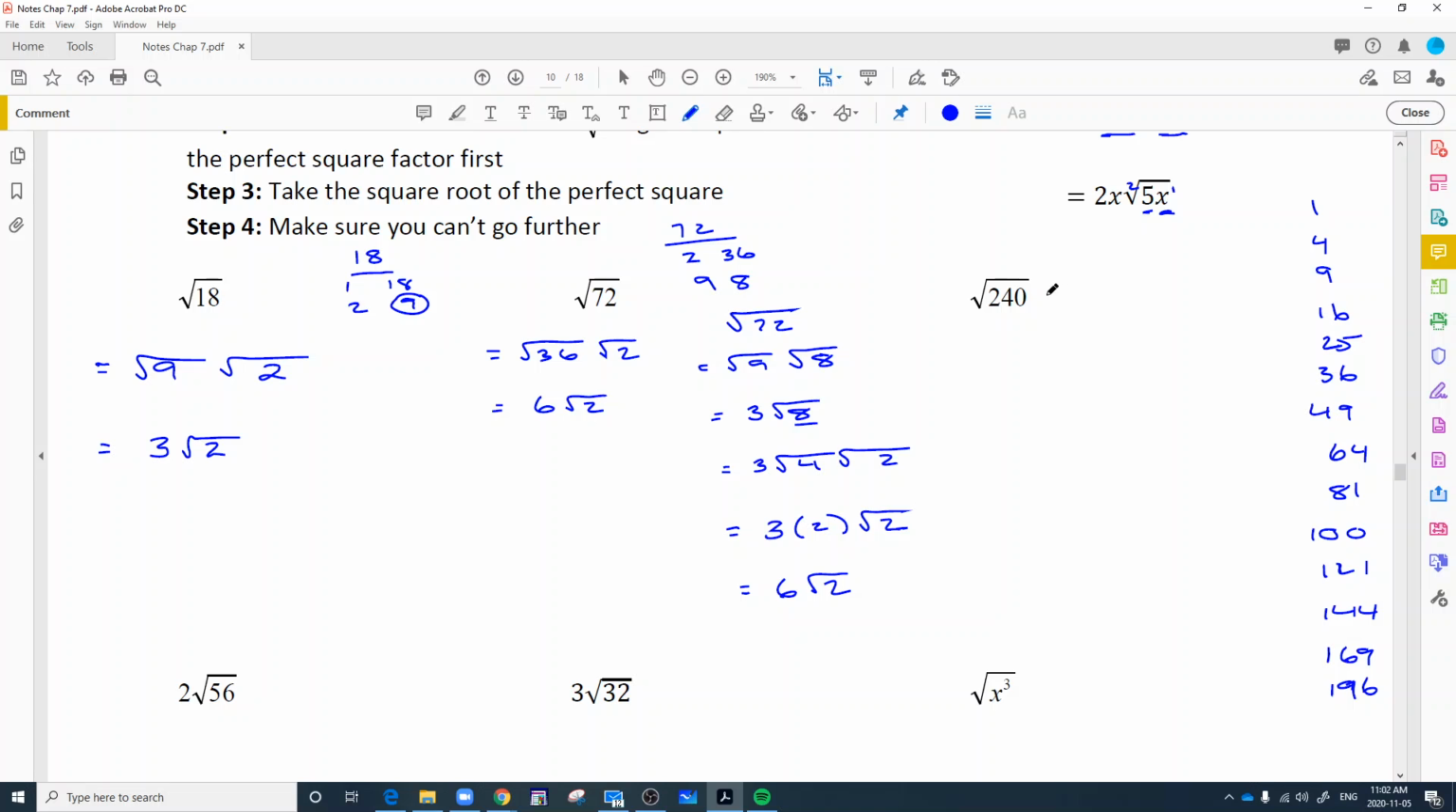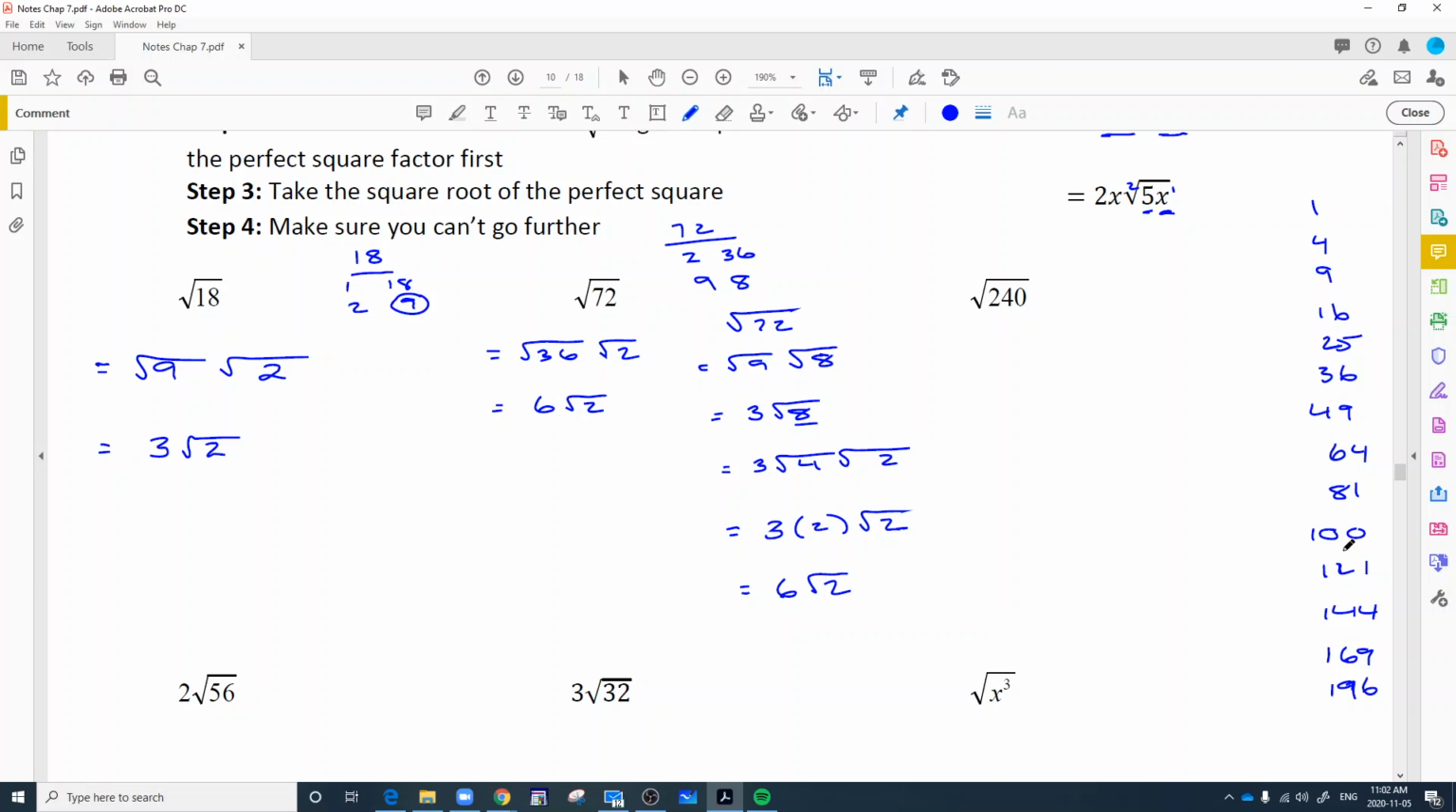And so instead of finding the factors of 240, you can actually use this list to find the highest perfect square that goes into 240. So don't start at the bottom of the list, because then you're not finding the highest perfect square. You want to prevent yourself from having to simplify twice.